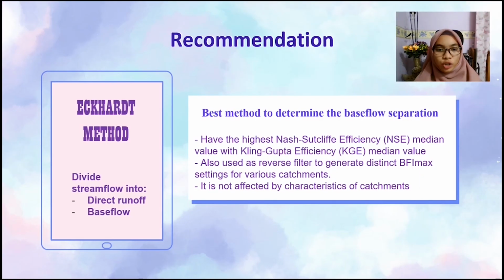I will present the recommendation and conclusion. For the recommendation, we choose the Eckhardt method as the best method to determine the base flow separation, since it divides stream flow into two elements, which are direct runoff and base flow. Why is the Eckhardt method the best? Because it has the highest NSE median value along with the KGE median value, and it is also used as a reverse filter to generate BFI max settings for various catchments, and it is not affected by the characteristics of catchments.